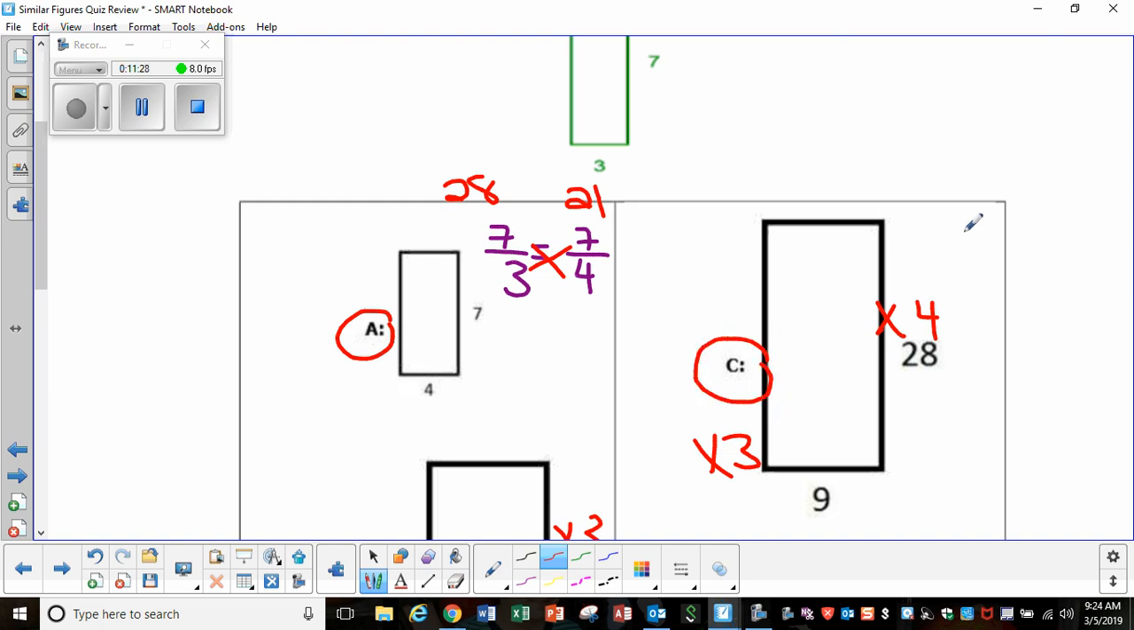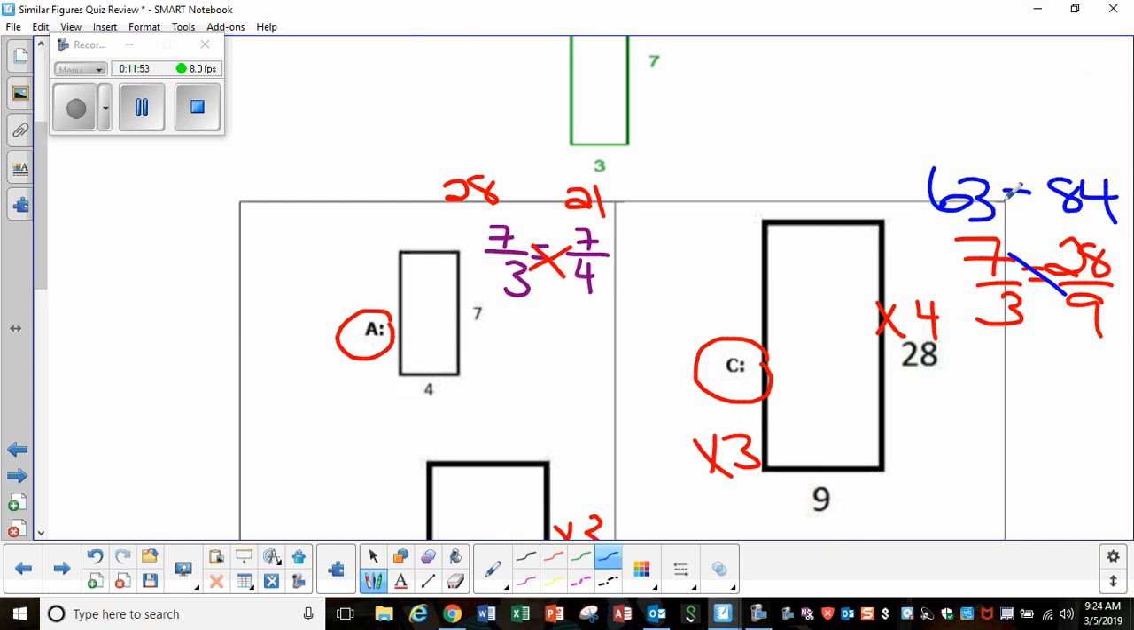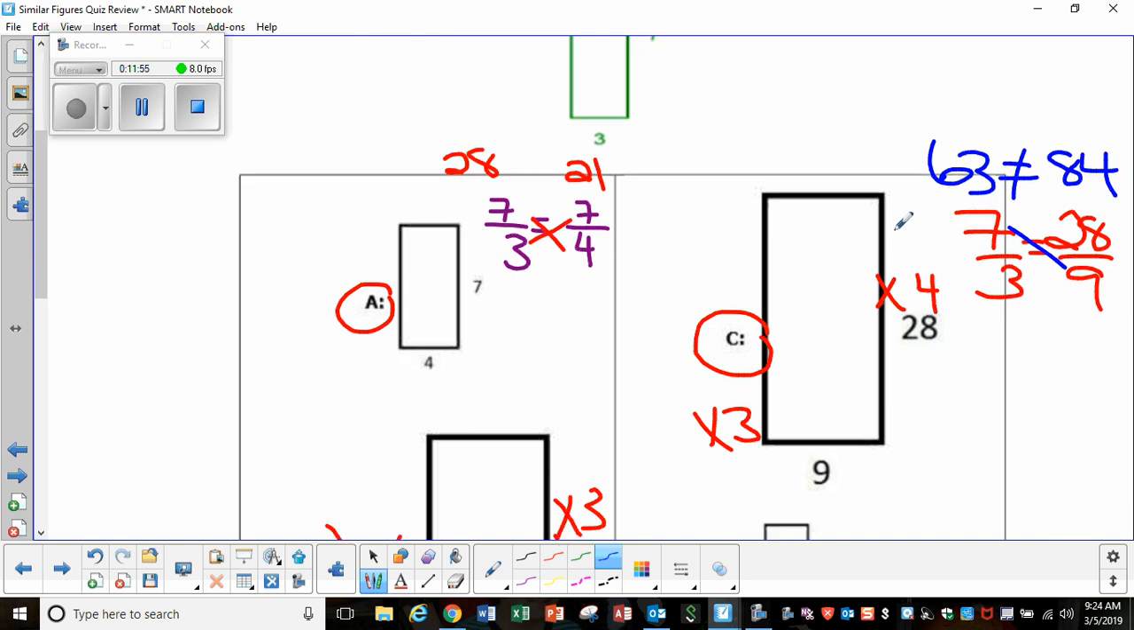Another way I could do this is I could say 7/3, so 7 in the original image over 3 corresponds to 28 and 9. And if I cross multiply, I'm going to see that the cross products are not the same. So 7 times 9, for example, is 63. And then 28 times 3 is 84. And so since 63 and 84 are not equal, these two figures are not similar.